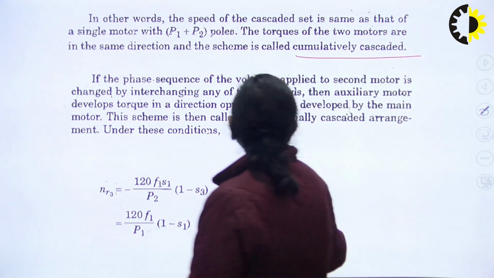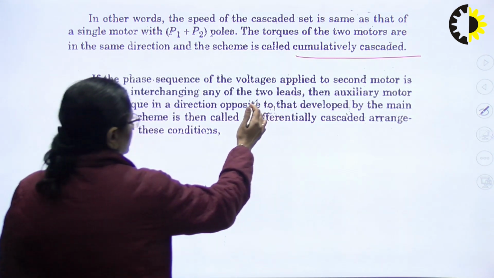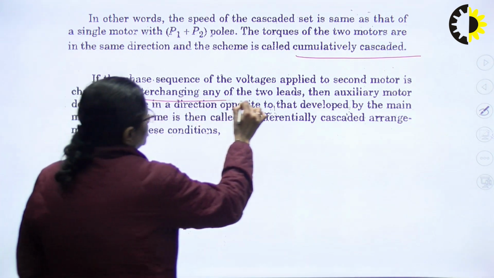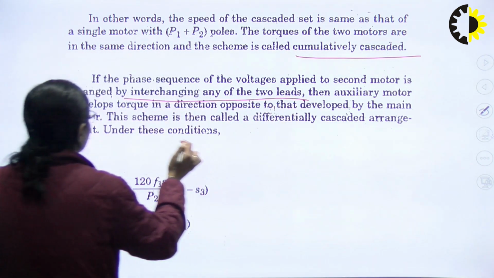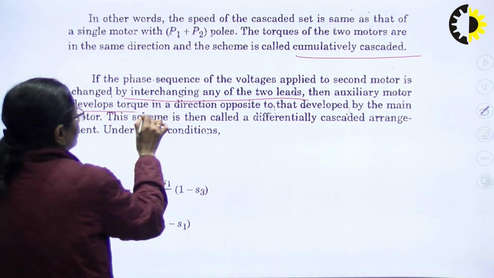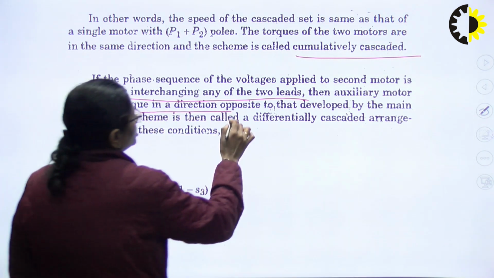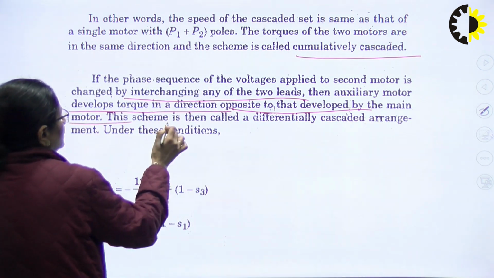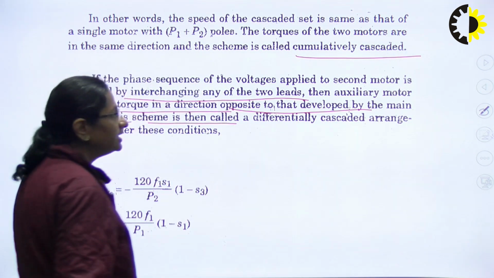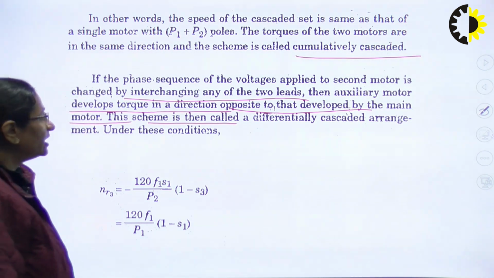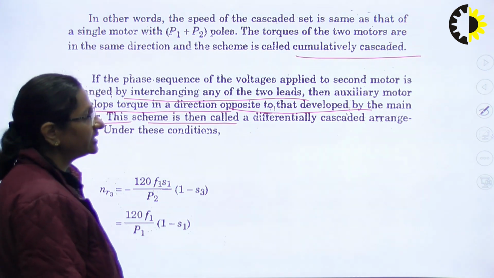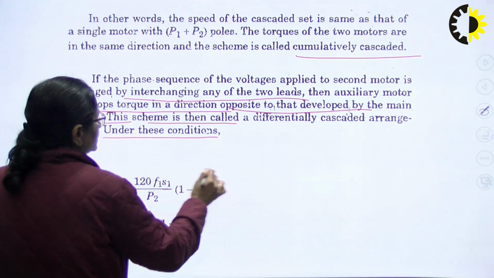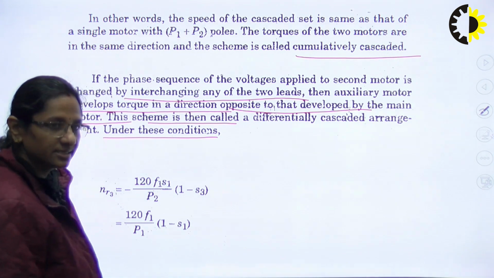If the phase sequence of the voltage applied to the second motor is changed simply by interchanging any two leads, then the auxiliary motor will develop a torque in a direction opposite to the torque developed by the main motor. This scheme is then called a differentially cascaded arrangement of speed control of the motor. Now, let us see what happens under these conditions.